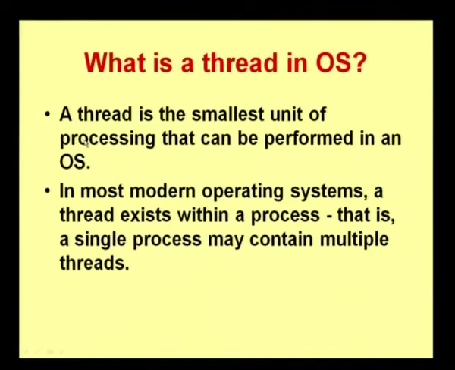Now we will see a definition of a thread. A thread is the smallest unit of processing that can be performed in an operating system. In most operating systems, a thread exists within a process. That is, a single process may contain multiple threads, because as I said, a process has a set of instructions, whereas a thread is a line of instruction. So each and every line in that program acts as a thread.